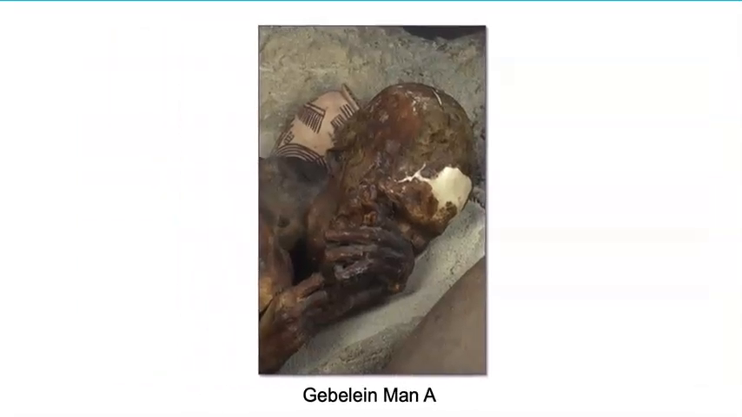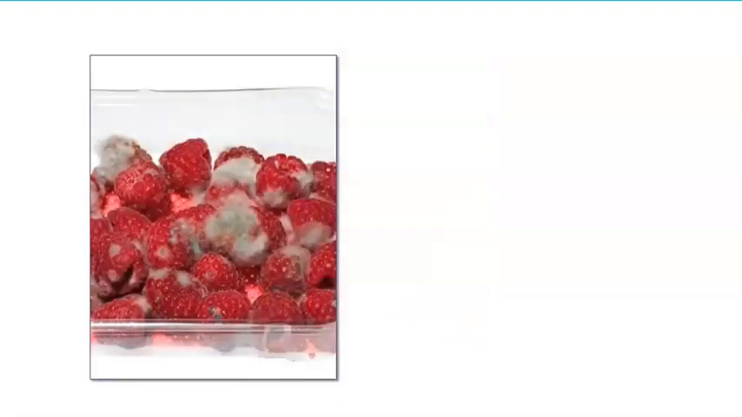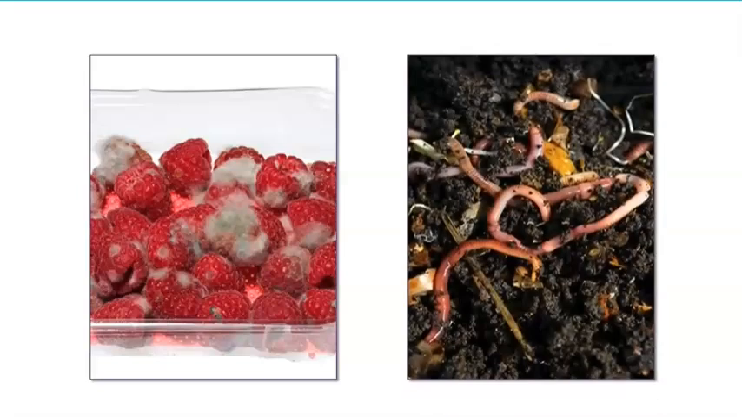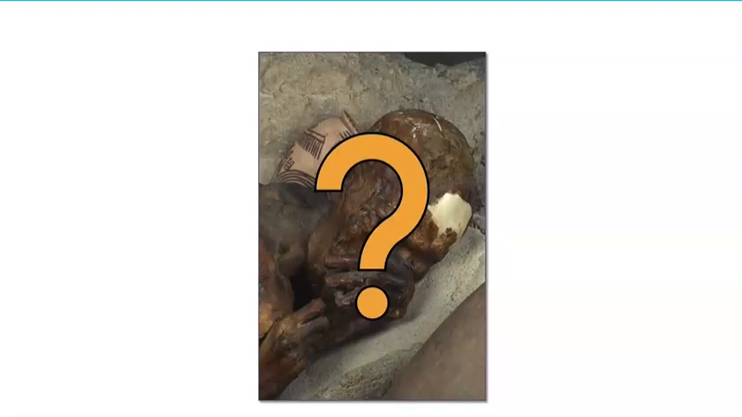Wow, this body has been around for 5,000 years. So, how did he stay so well preserved? Remember our raspberries? They grew mold within just 10 days. And we also know that decomposers break down dead organisms. So, how did this mummy stay so well preserved? Why did the environment where the mummy was found prevent it from decomposing?